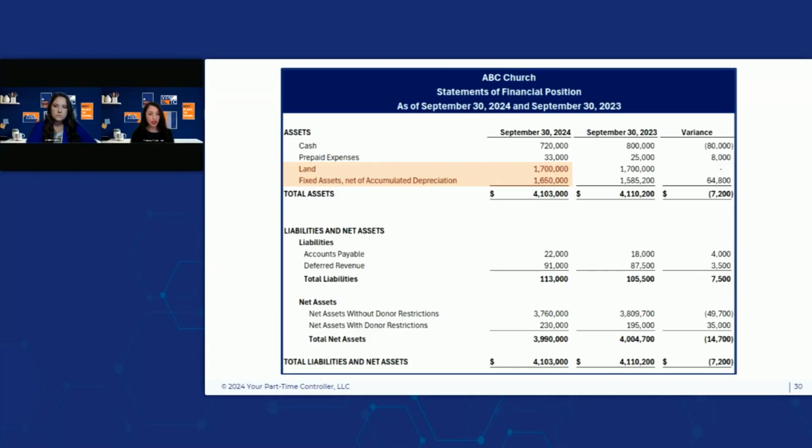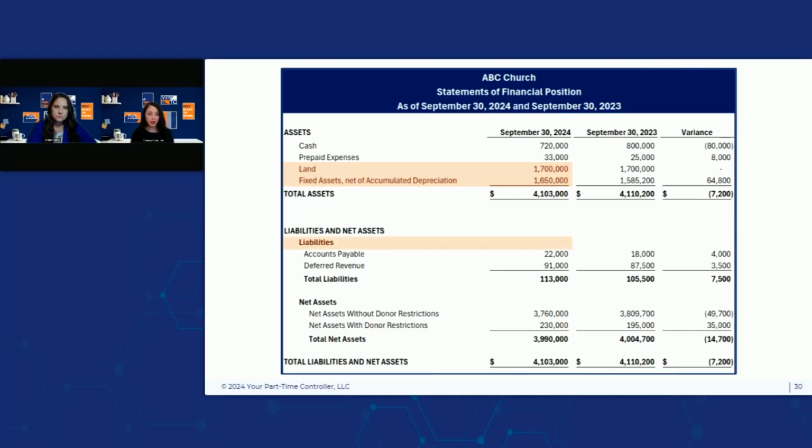Next, we're looking here at their land and their fixed assets. So this is great. They have 1.7 million in land, and they have fixed assets, which is your buildings and other facilities of approximately 1.7 million as well. So that's a healthy number, but it's also not the end of the story.